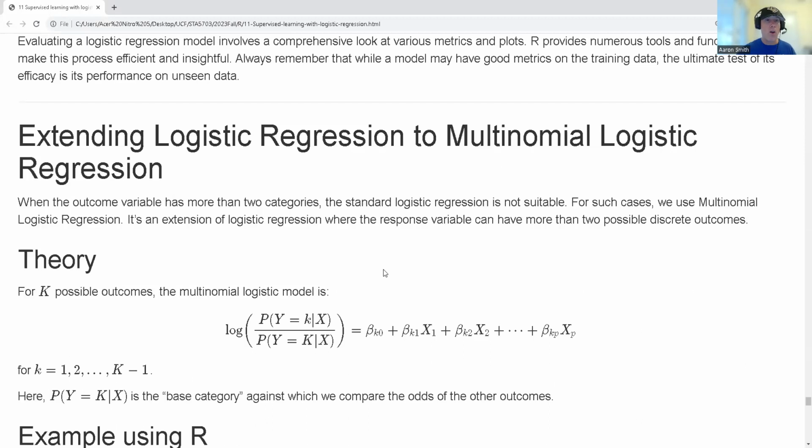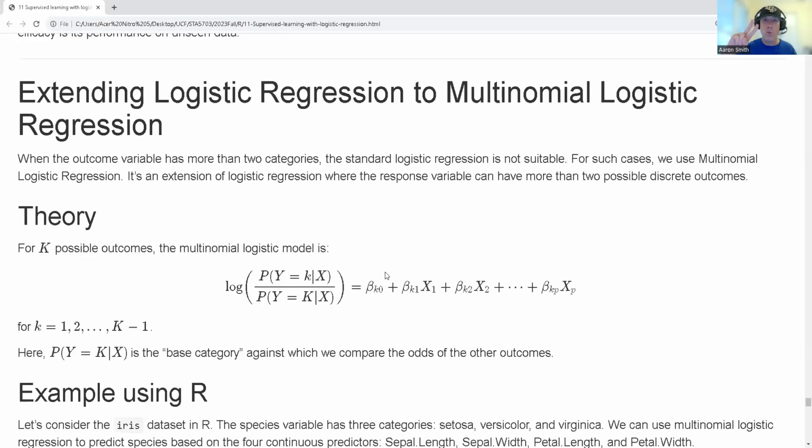Now, so far, we've only talked about logistic regression with two levels for the target variable. Well, it's possible that we could have more than two levels. So 3, 4, 5, whatever. And that will be a multinomial logistic regression model. And so here, what we're going to end up doing is we're going to do log odds, but we're going to do log odds for one level at a time.